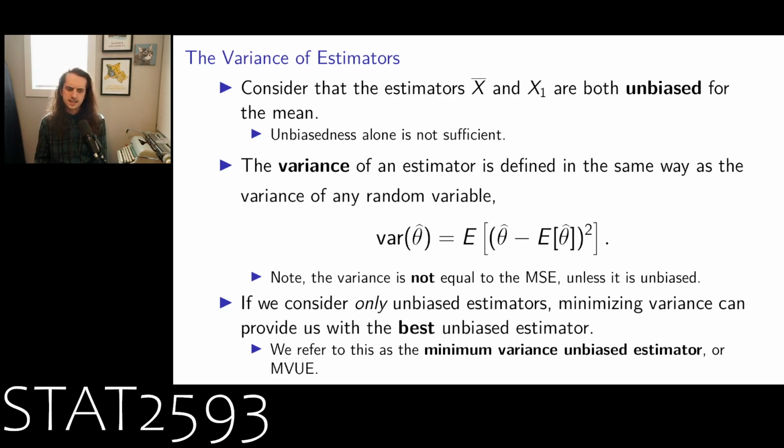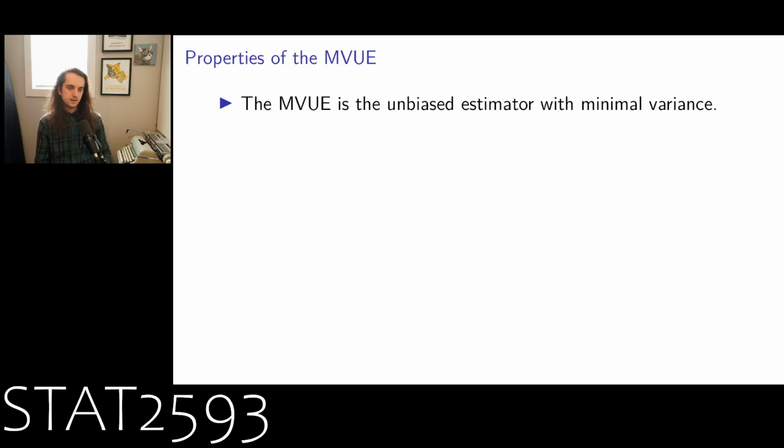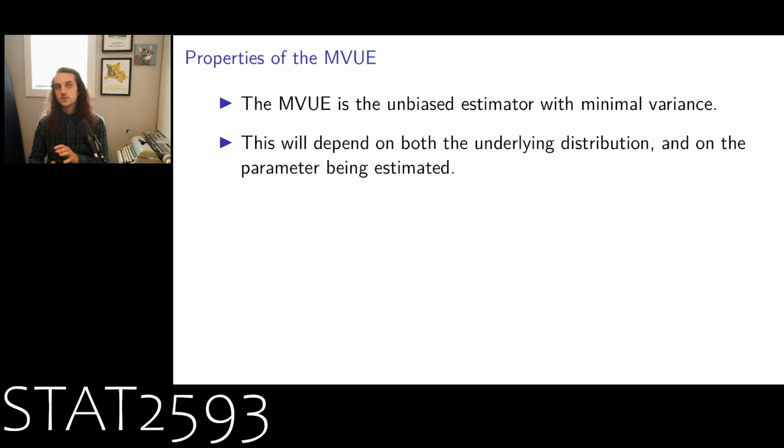And so if we think about what does the MVUE say? Well, it's going to be the estimator, which is unbiased, that has the minimum variance, right? So it's sort of a self-descriptive name, which is nice. But in some sense, the MVUE is going to be the best estimator if we're only going to consider estimators that are unbiased. So in terms of the properties, the MVUE is going to be the unbiased estimator that has the smallest possible variance. This is going to depend both on the underlying population distribution and on what parameter we're actually estimating.